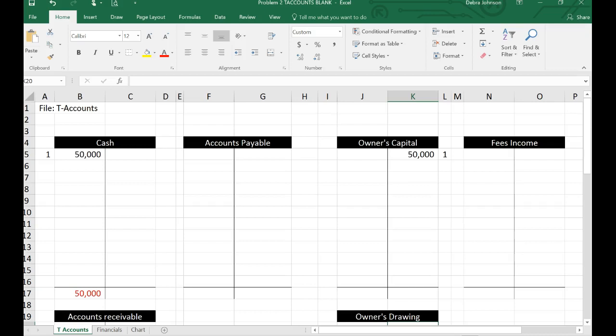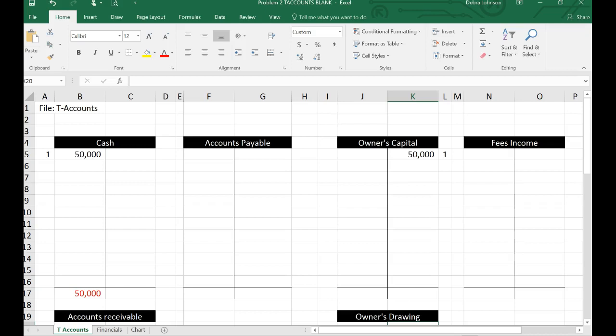On the screen is a blank Excel worksheet that you should have downloaded from the website. When I say blank, I mean I've set it up for you, and you'll record the transactions and work through the problem as directed. The first transaction has been recorded for you.